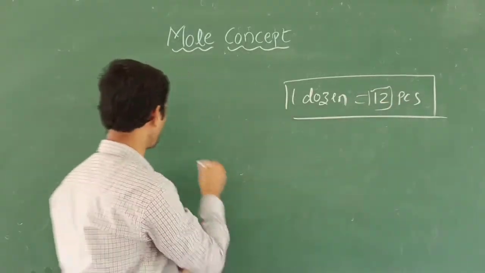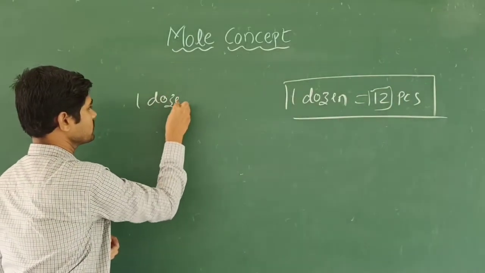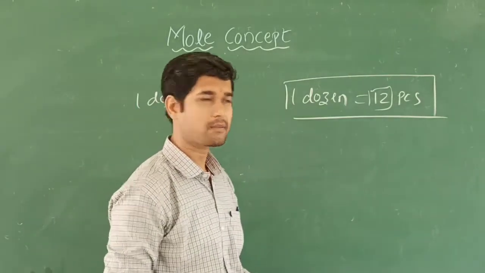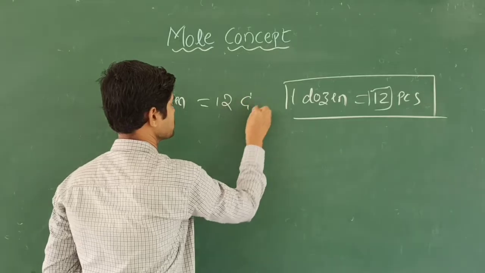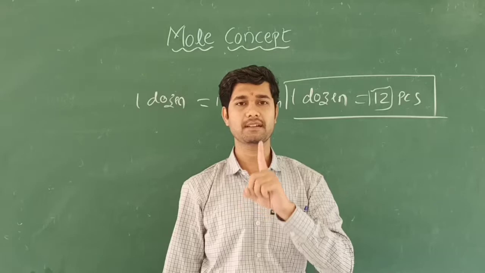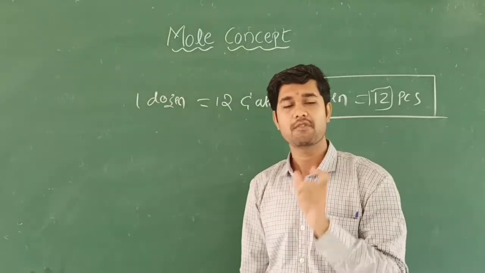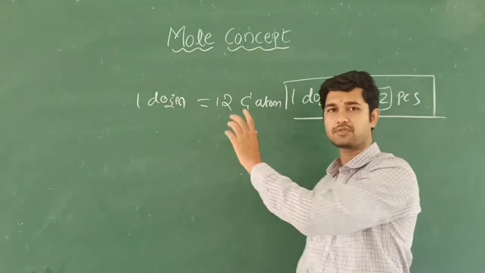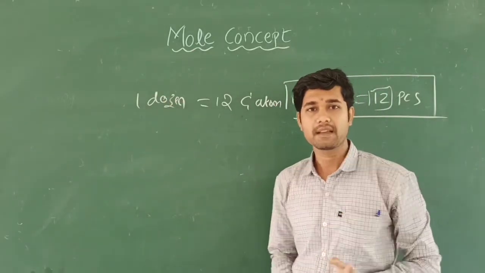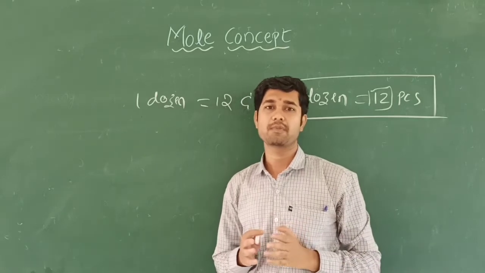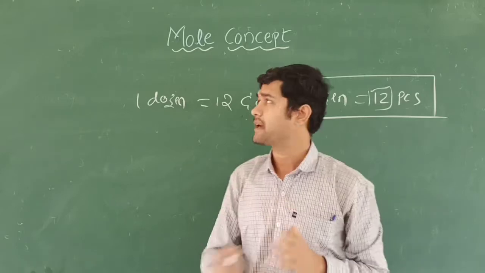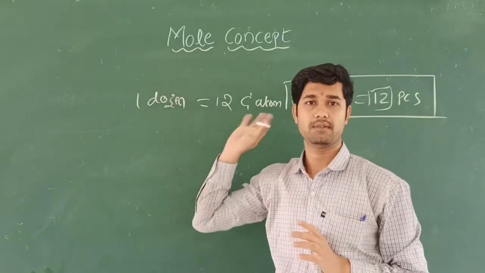Like this, if I ask you, what is 1 dozen carbon atoms? I tell you, 12 carbon atoms. 1 dozen is nothing but a unit which measures a number. That number 12 we represent in one word, called dozen. Like this, we measure very big numbers of molecules in a simple unit, and that unit is called the mole.